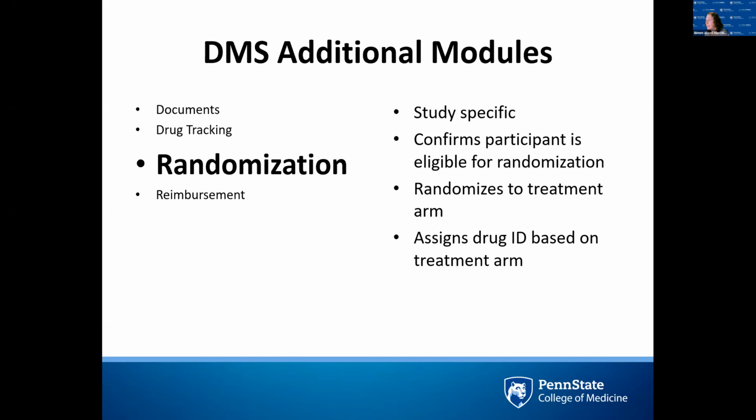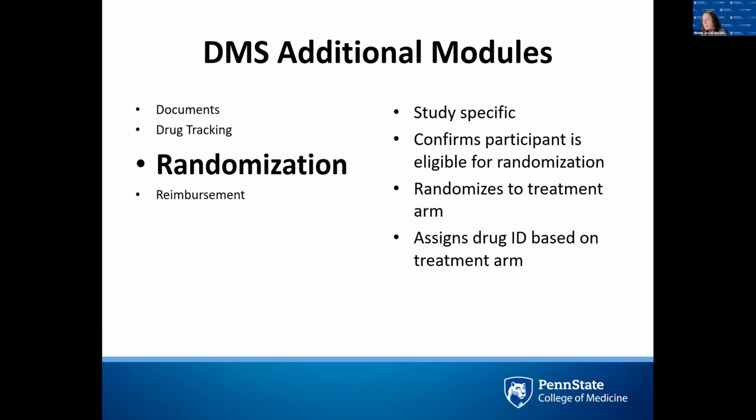Each study that uses DMS typically has a custom-built randomization module that's built based on study-specific strata and supports both single and double-blinded studies. The module confirms the eligibility of the participant before proceeding with randomization. So that's typically very custom coding based on the eligibility requirements of that study. And the module is loaded with a randomization scheme that our statisticians create ahead of time, and we use that to assign a treatment arm to the participant.